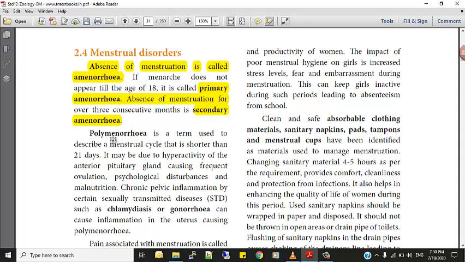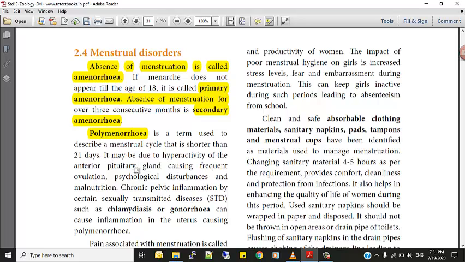Menorrhea refers to menstruation, we know that. Polymenorrhea is a term used to describe a menstrual cycle that is shorter than 21 days. You know that 28 days is a cycle for menstruation. If a menstrual flow takes place before 21 days, then that condition is called polymenorrhea. Is it clear for you? Once again, it is a menstrual cycle that is shorter than 21 days.